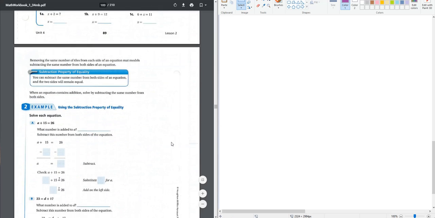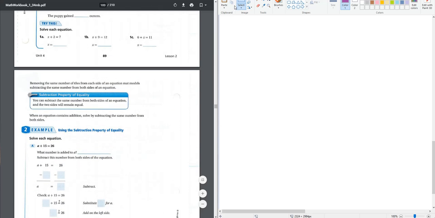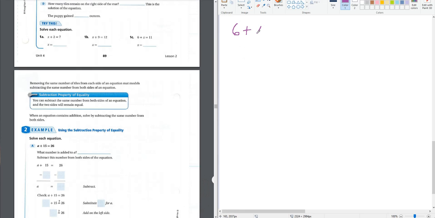Okay, so now let's try another one. We've got 6 plus x equals 11. I'm going to try to do it without the scale this time. I'm still going to show you the terms just so that you can see where everything comes from. Now, this one is a little bit tricky because it's plus x here.